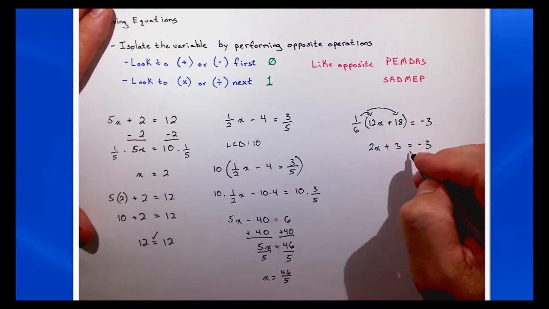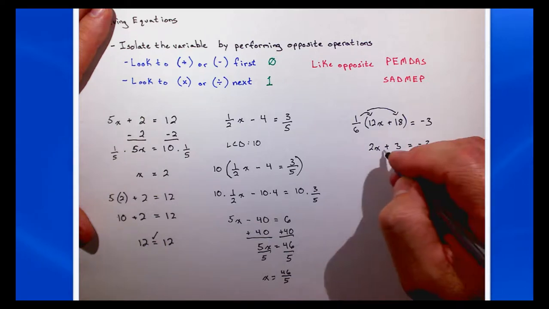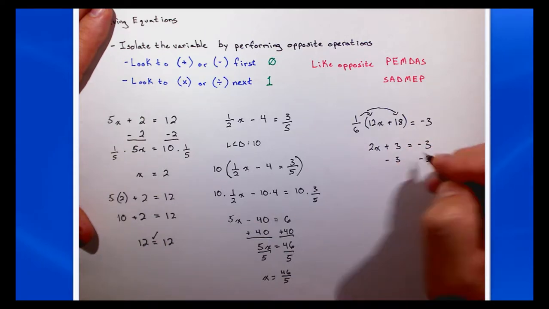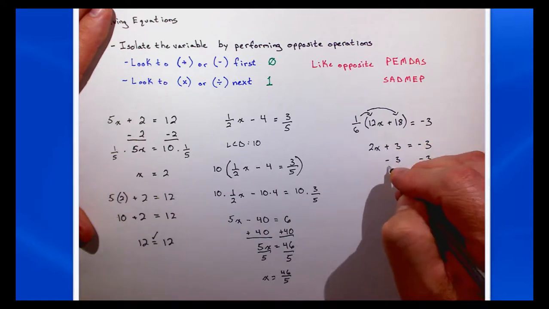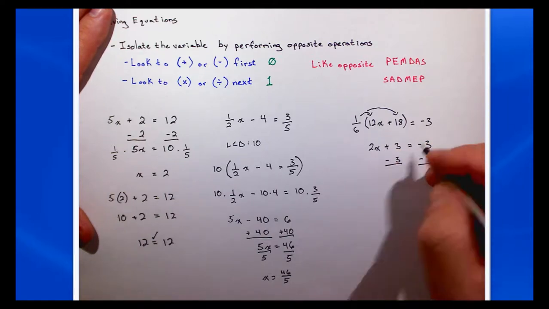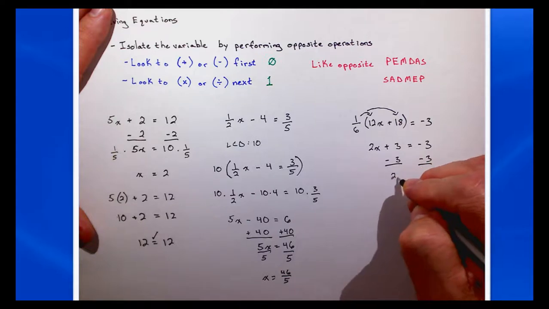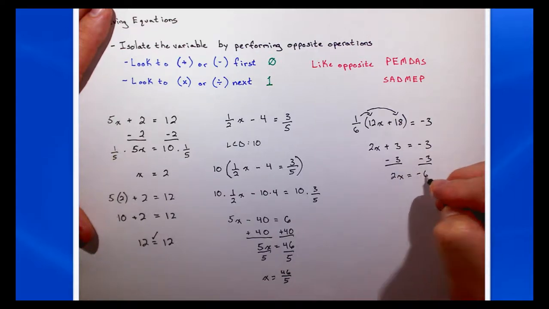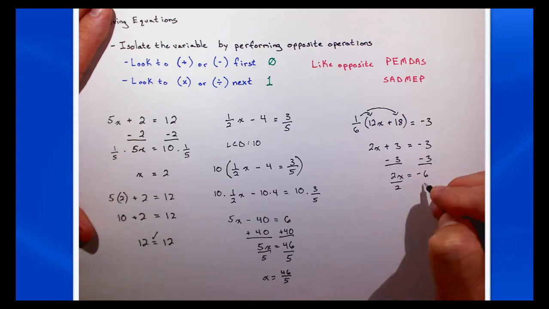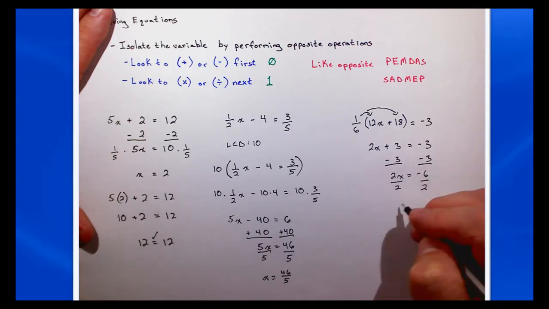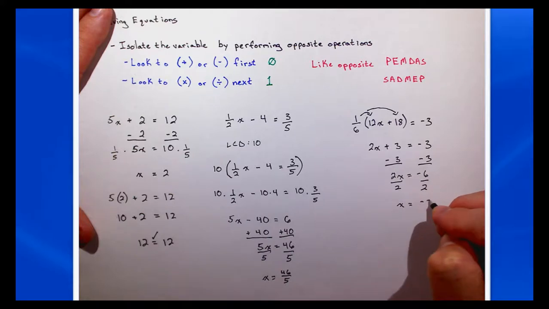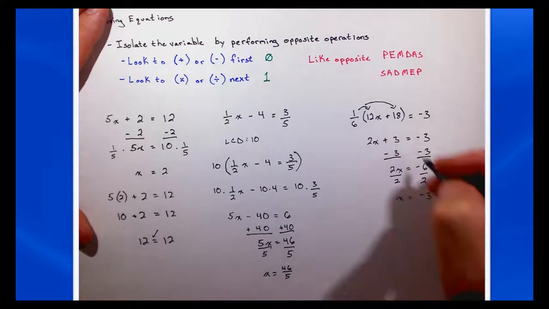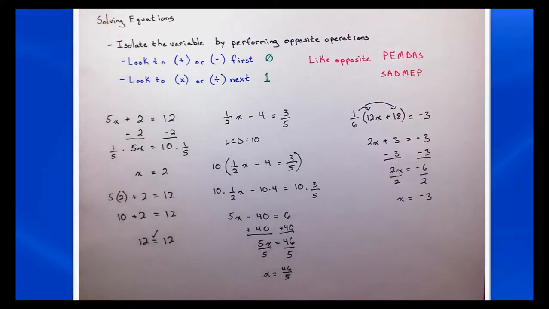Look to add or subtract first. I want to make a 0. I need to get this x by itself, so I'm going to subtract 3, or this was a positive 3, so I'm going to do a negative 3. And that gives me the value of 0, so I just drop 2x down. And a negative 3 minus 3 is a negative 6. Divide both sides by 2, or multiply by 1/2. X equals a negative 3. Again, I can check my answer by taking the negative 3, plugging it into the equation.